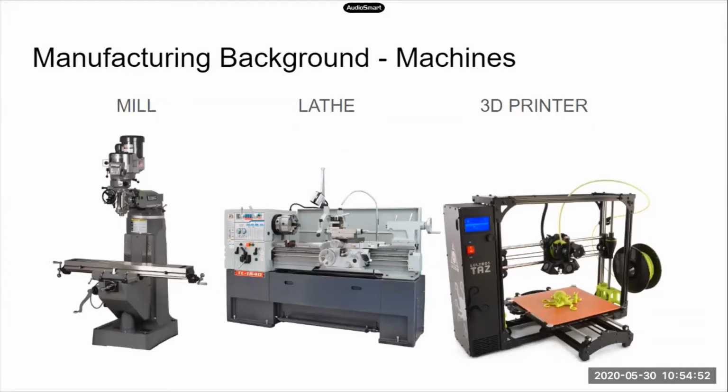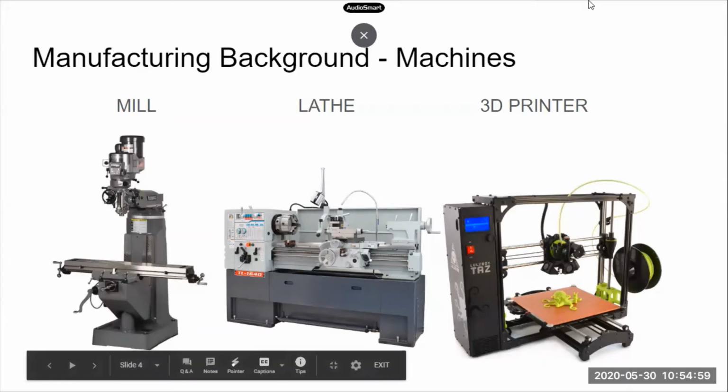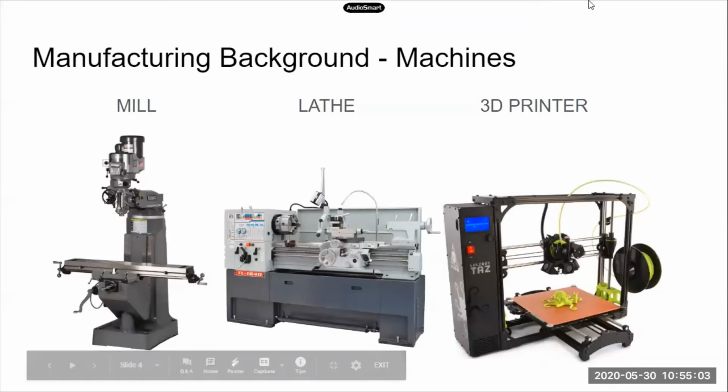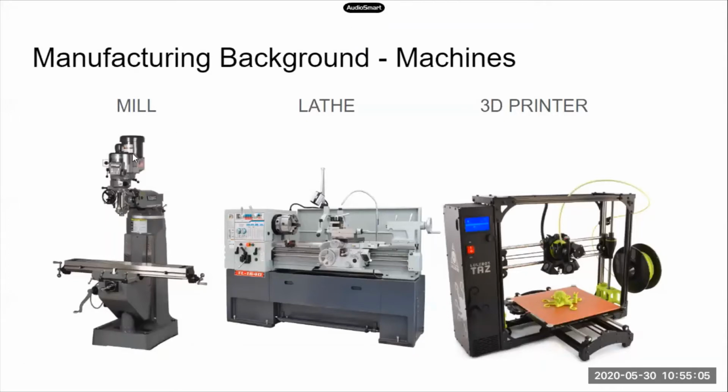So if you look at the mill, the head at the top holds, you can kind of, is there a way to show where my mouse is? Yeah, we can see it. You can see it? Okay, cool.